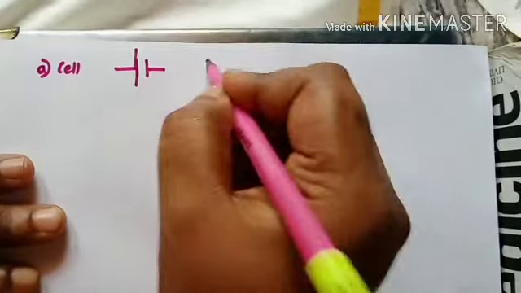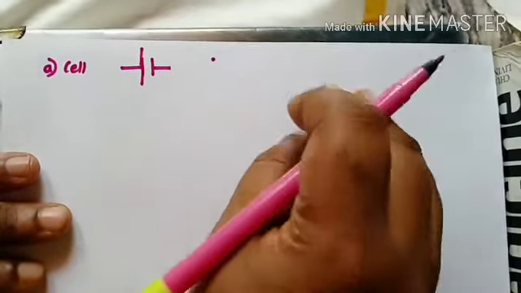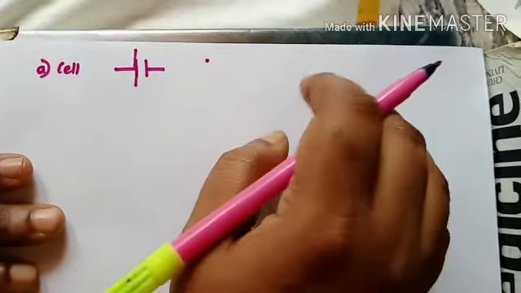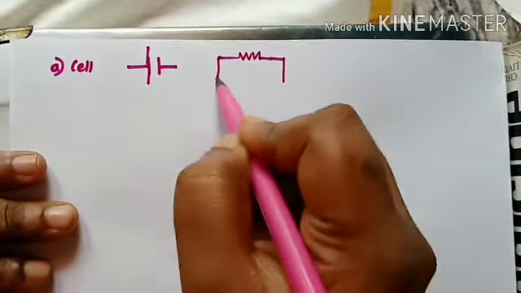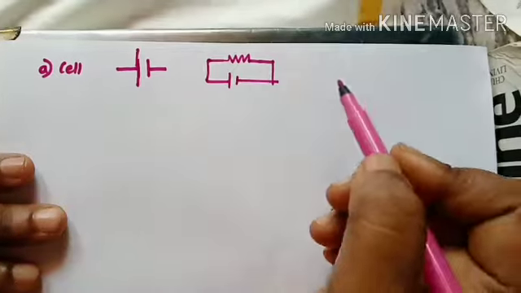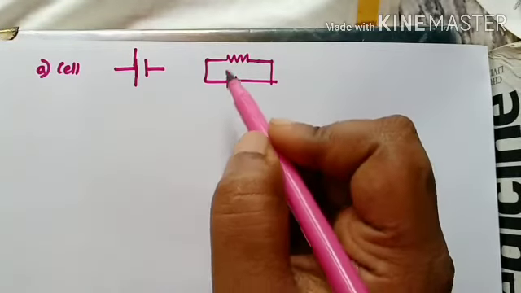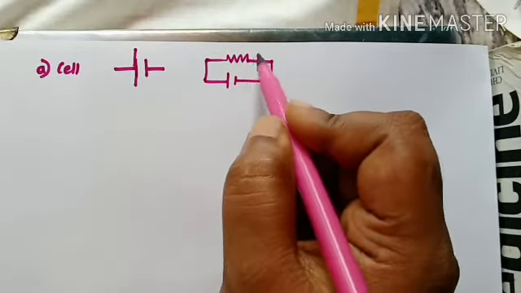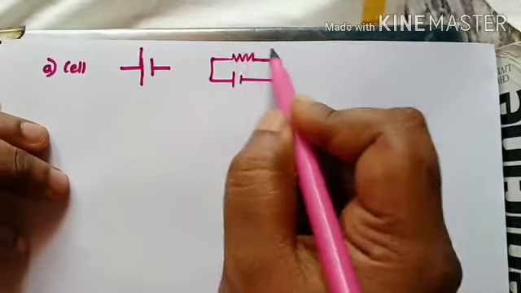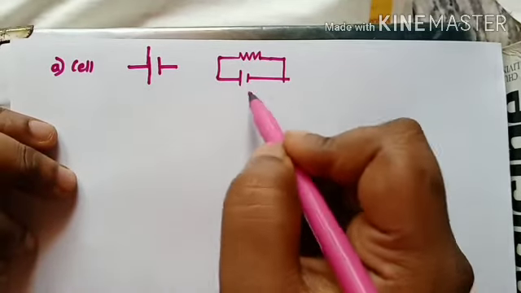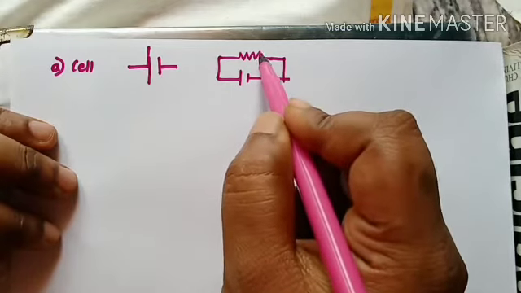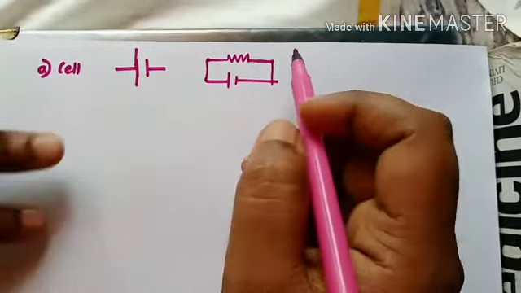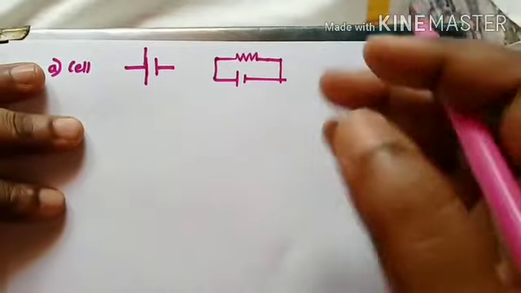So, the first function of the cell is that it is a device which provides electrical energy to all the components of a circuit. Suppose I am connecting this cell to a resistor, positive and negative, then this cell provides energy to all the components. What component is here? This component is just a resistor. So this cell gives energy to the resistor. That is its first function, and that is its first specialty.